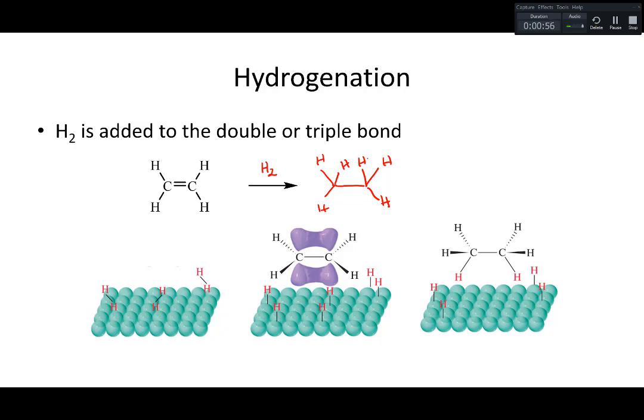So we have a double bond or a triple bond. Typically what happens is you go all the way to the alkane. The way the mechanism works actually is kind of interesting. It's usually done with a metal catalyst like palladium or platinum, a precious metal. The hydrogen actually reacts with the surface first, independent of the alkene.